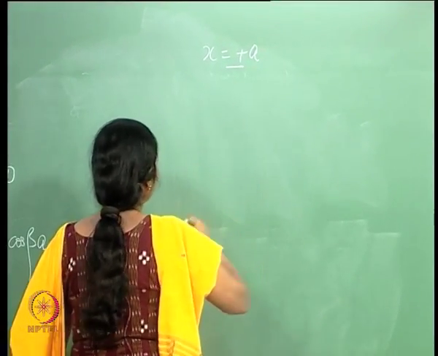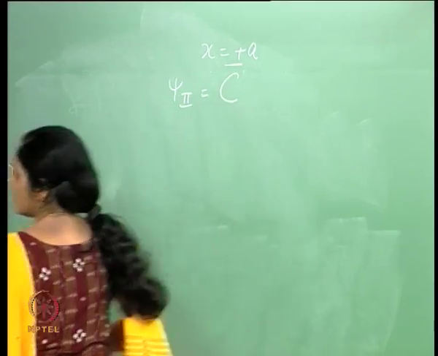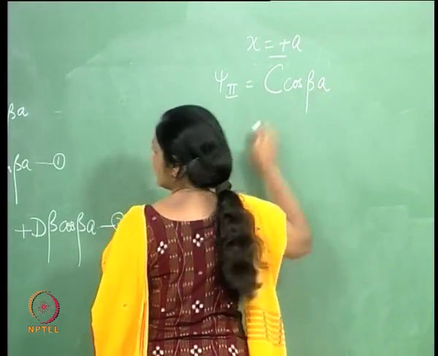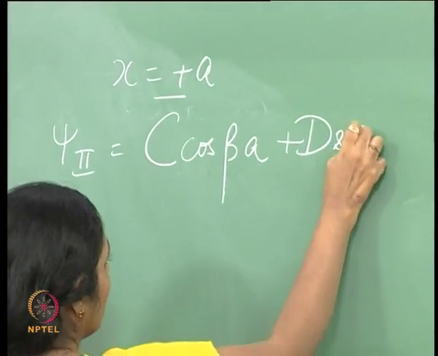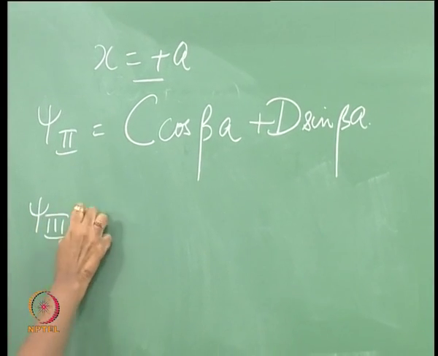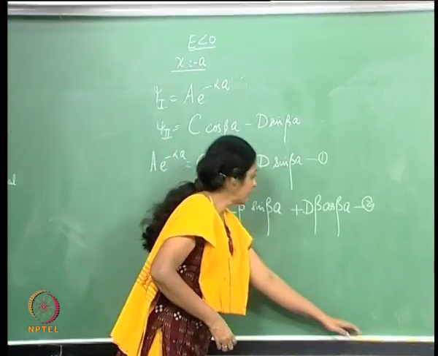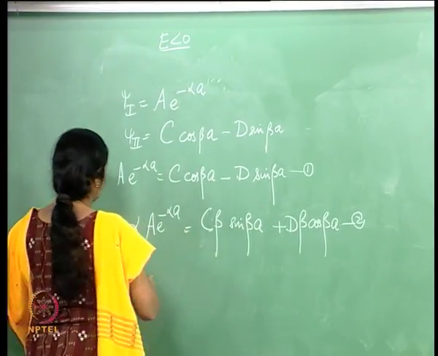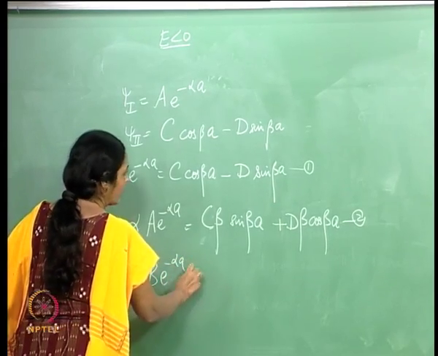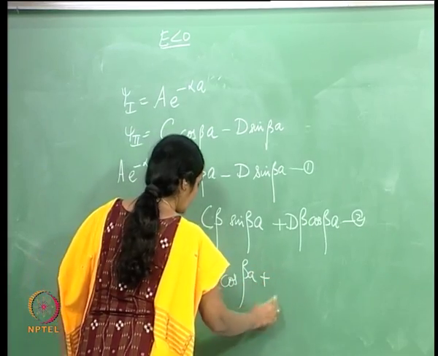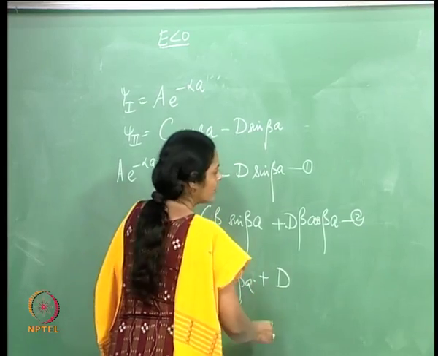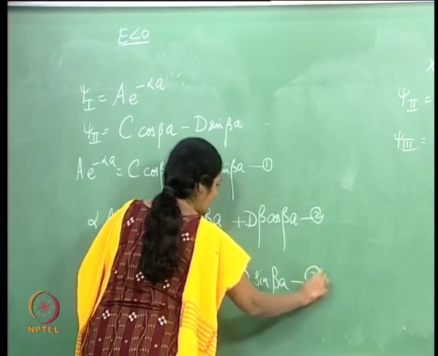So let's look at x equals plus a. Psi 2 is given by C cos beta a plus D sin beta a, and psi 3 is B e to the minus alpha a. So this is what I have. I need to match the two of them, and therefore my third equation would simply be B e to the minus alpha a is C cos beta a plus D sin beta a. So that's my third equation.